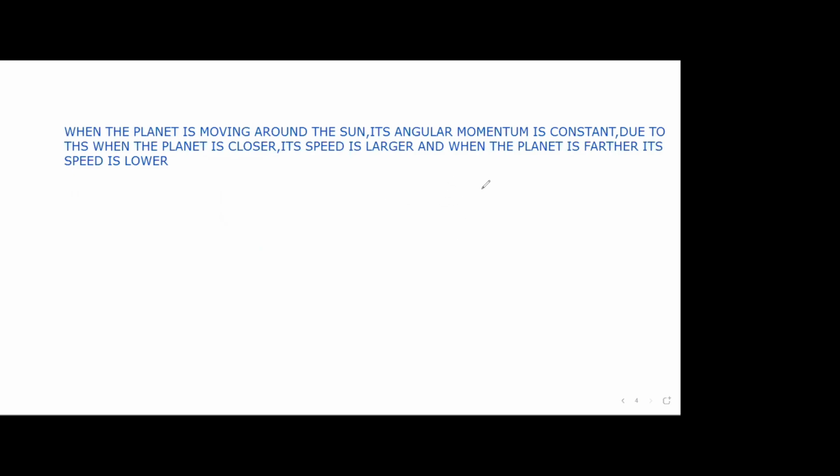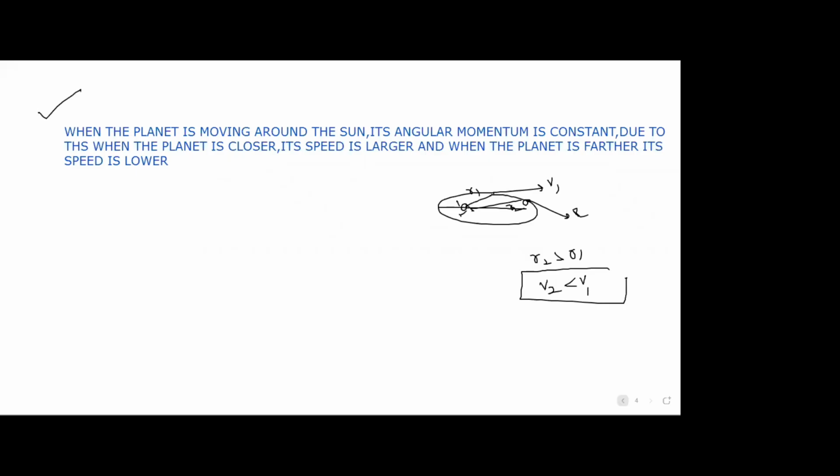Second statement: when it is closer, its speed is larger. When it is farther, its speed is slower. At r1, the velocity is v1. When it is at r2, its velocity is v2. As r2 is more than r1, definitely v2 is lesser than v1. This is explained based on conservation of angular momentum. Is it okay, everyone?